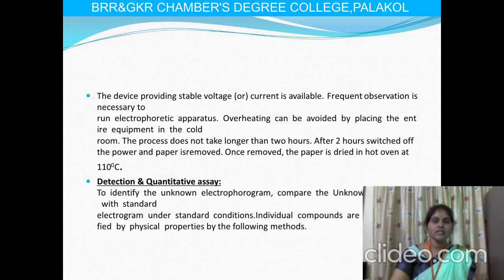For the detection we will use electrophotograms, that is, one is the unknown electrophotogram and the other one is the standard one. The unknown electrophotogram is what we have taken from the electrophoresis, and the other electrogram is the standard one that is already prepared. So we compare these two samples, and we have to know what the bands are and what substances are separated. That is one of the detection assays, the quantitative assay.